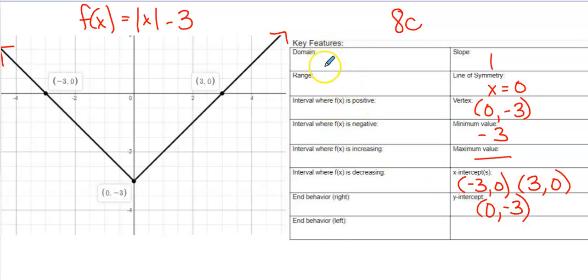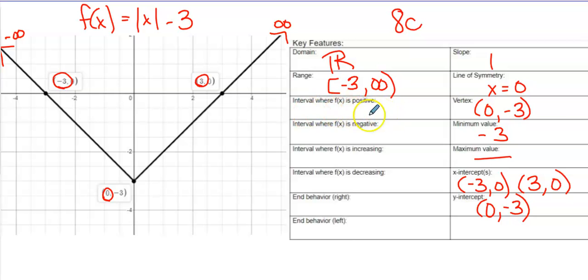Domain is always the same. You can either do that or the negative infinity, positive infinity. The range is negative 3 to infinity. Interval where f of x is positive. Remember, we're using x values, so we need this one and this one, and well, actually, we don't even need that one. We only need the -3 and the +3. We're looking at negative infinity there and infinity there.